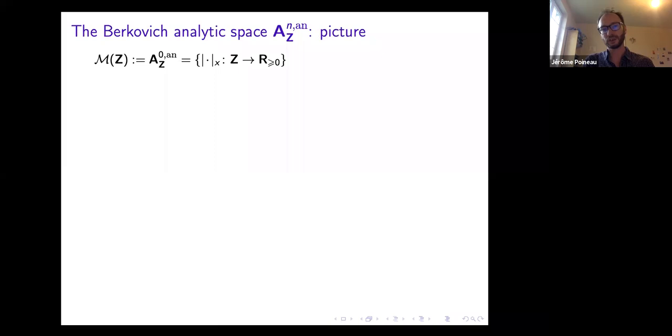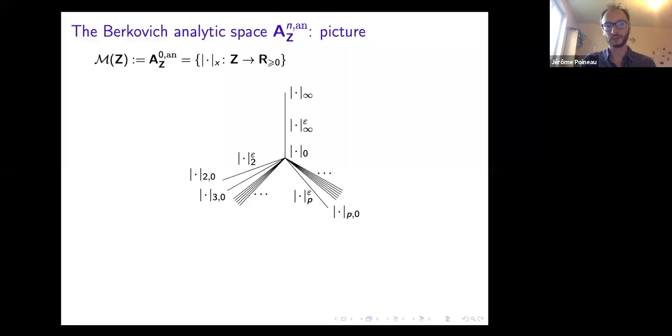So this is very reminiscent, of course, of Ostrowski's theorem. What I'm going to draw here is some kind of picturesque version of Ostrowski's theorem. So the points of the Berkovich space of dimension 0 over Z are basically all the possible absolute values on Z. So it goes like this. You have the trivial absolute value, absolute value subscript 0, in the center.